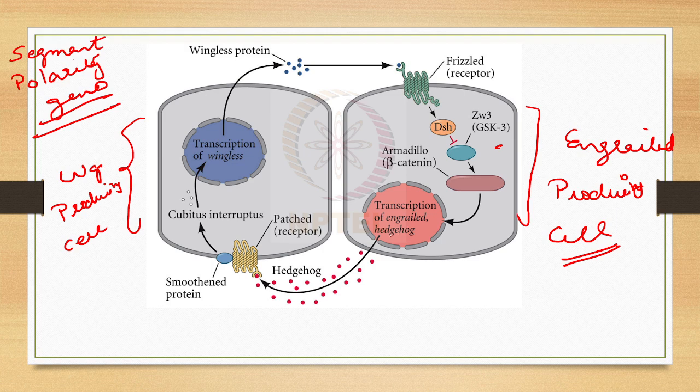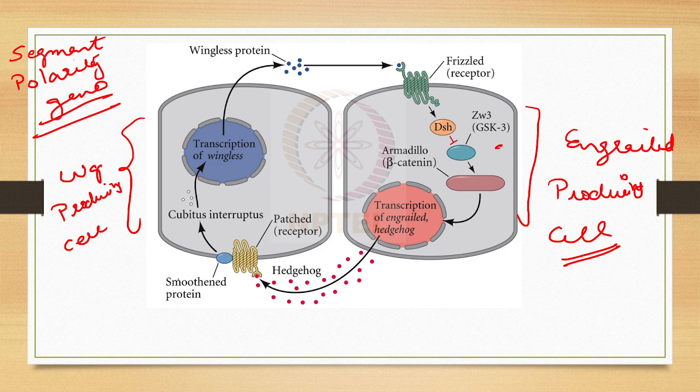This hedgehog is also a secretory molecule. After its production, it is secreted and it goes and binds to the wingless producing cell through the PAST receptor. So hedgehog binds to the PAST receptor, which again leads to the transcription of wingless. It's like a cycle. In this way, the transcription and translation of the segment polarity genes is controlled.